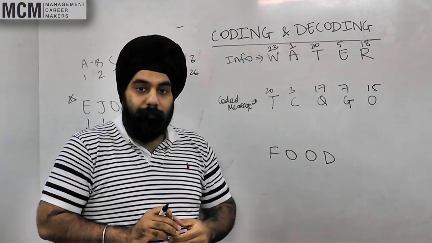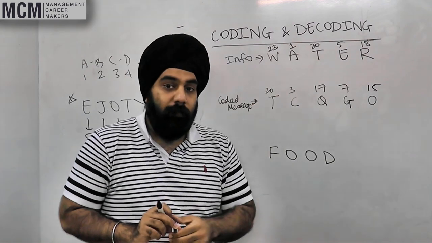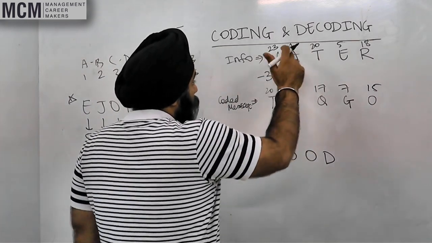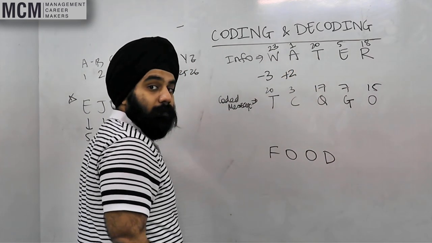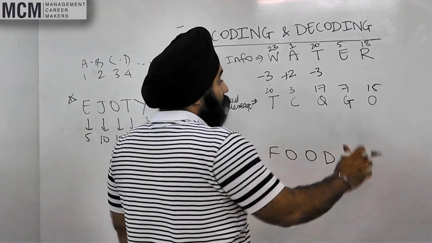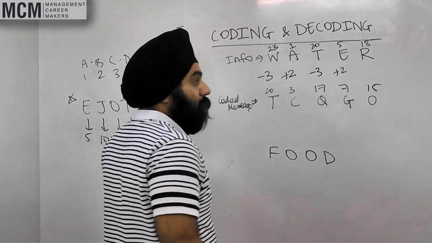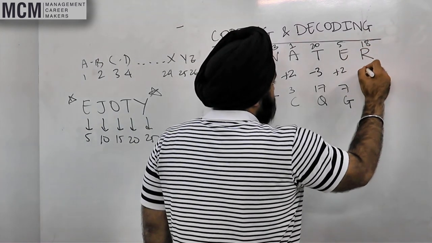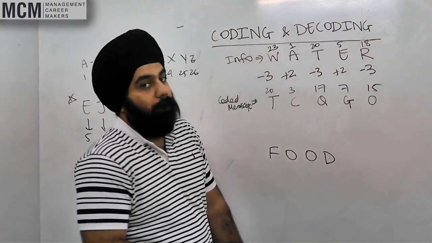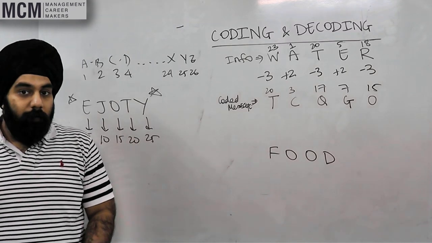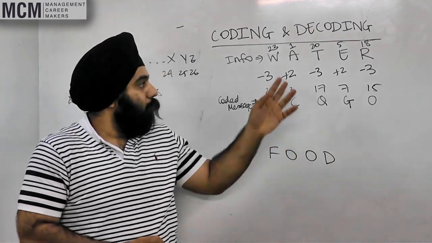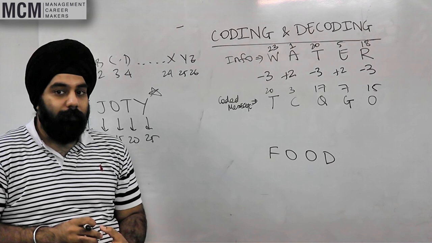23 has become 20. 1 has become 3. So 23 minus 3 is 20. 1 plus 2 is 3. 20 minus 3 is 17. 5 plus 2 is 7. 18 minus 3 is 15. Can you see a pattern forming over here now? Did you notice how when we converted it to numbers, we could easily find the pattern? But when we were looking at only letters, it is extremely confusing.